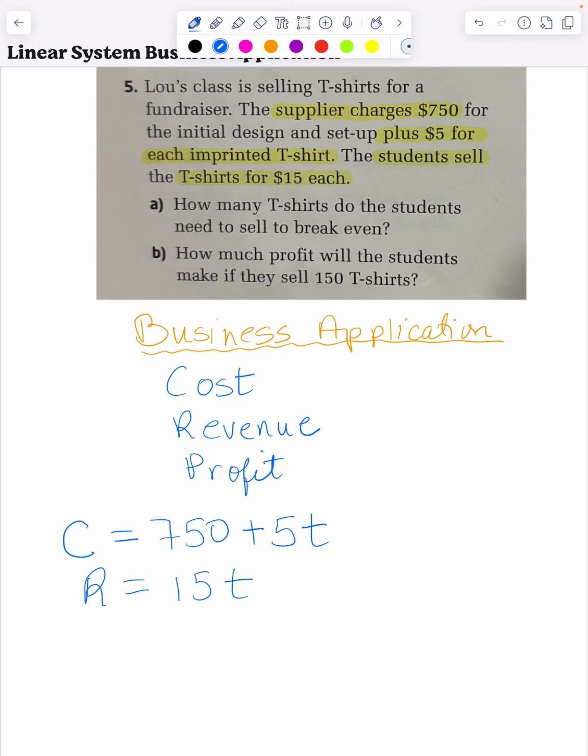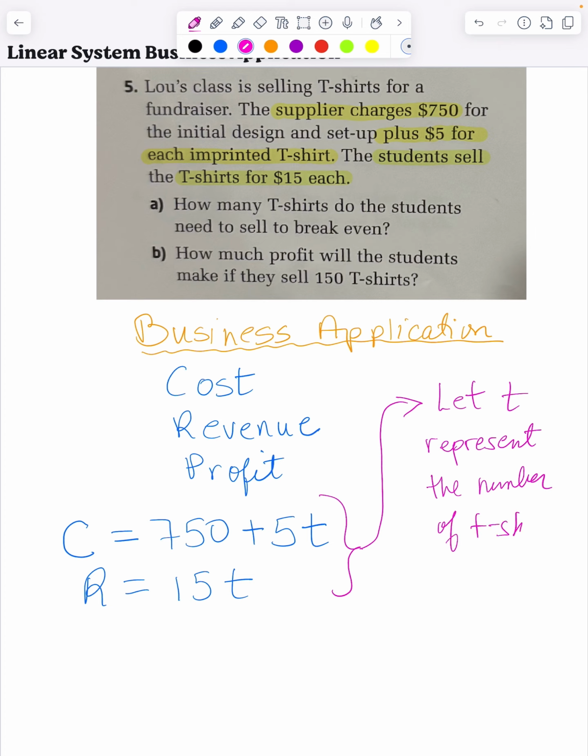So once we have that information, now we can define your variable. So the variable is T. So let T represent the number of t-shirts sold. So what it's asking you here is how many t-shirts do the students need to sell to break even. What is break even?